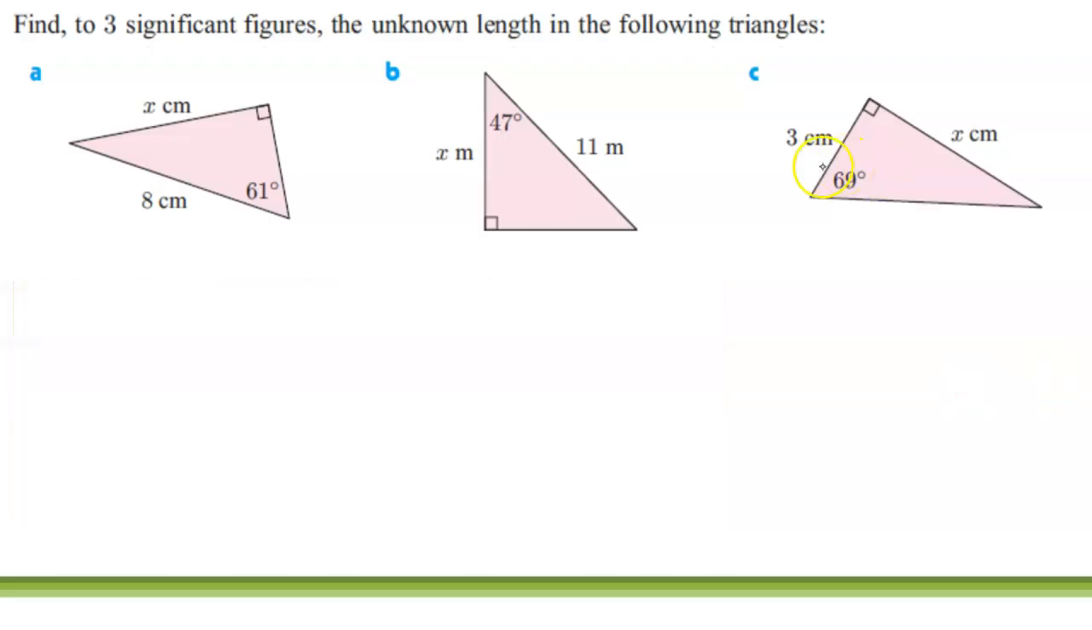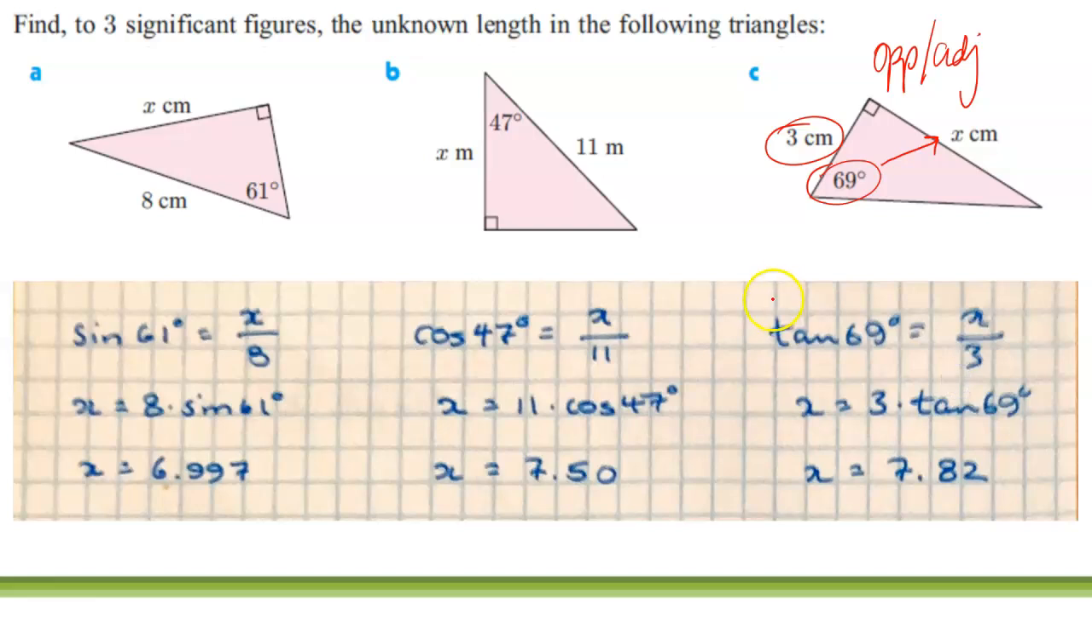And lastly, you've got this angle here. This is the opposite side, but we're not given the hypotenuse. We're given the adjacent side. So if we're dealing with opposite and adjacent, that indicates the tangent relationship. Tangent is opposite over adjacent, and you can see now that I've got this solution here.